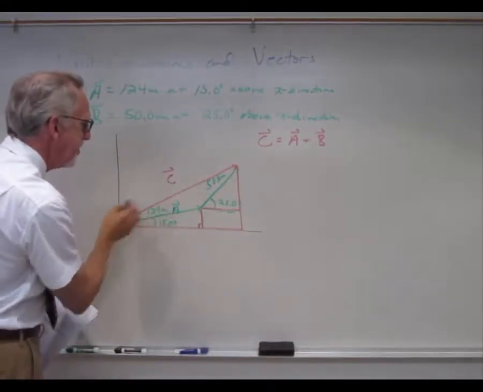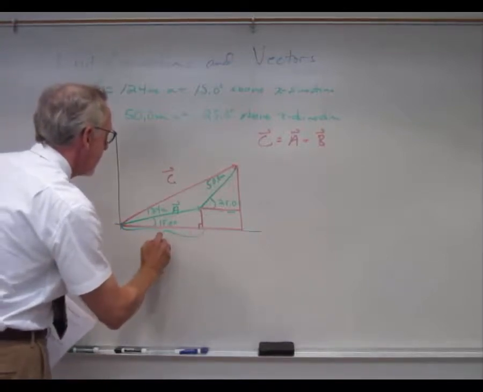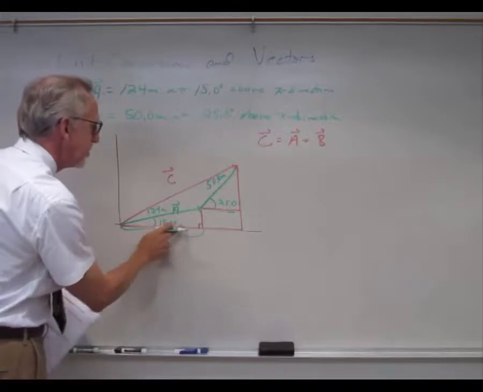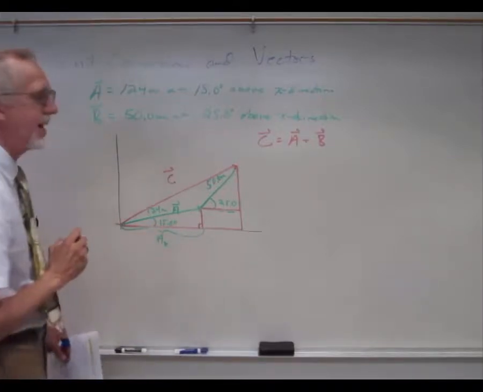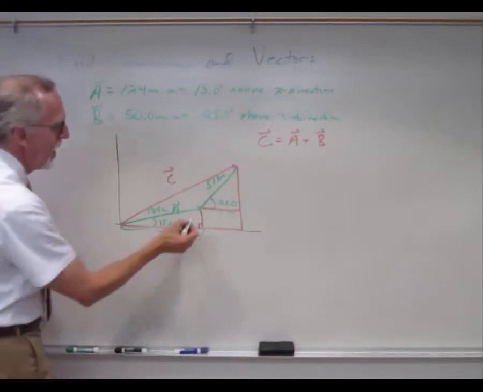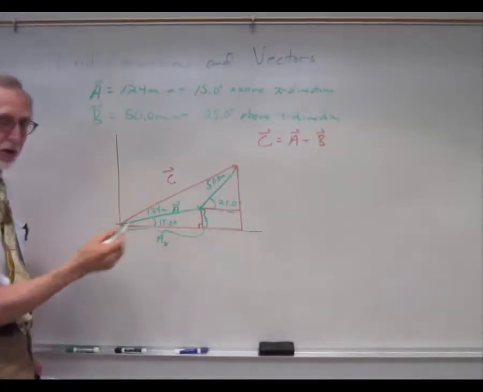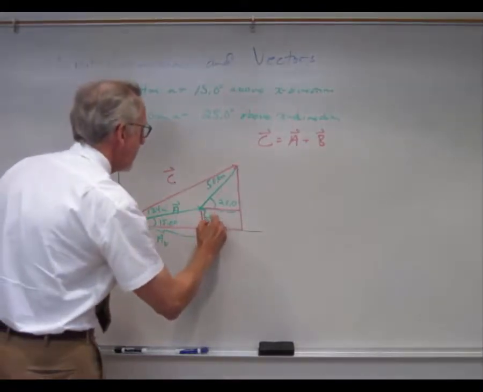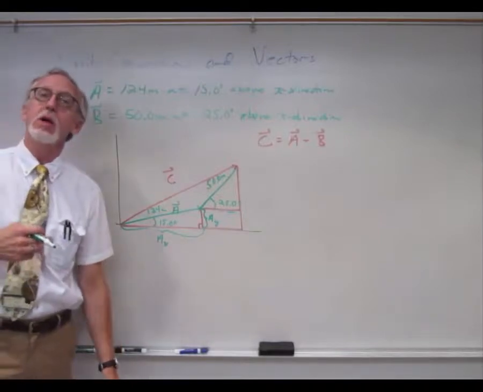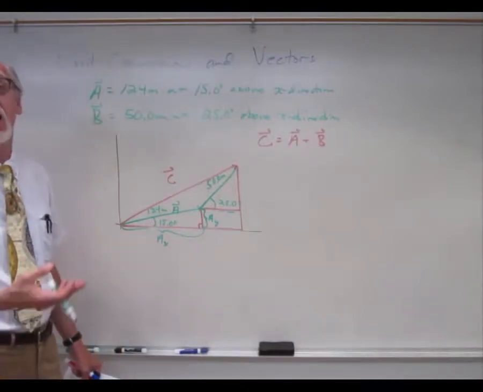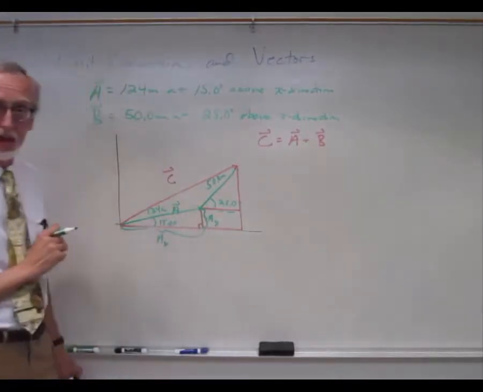Now, A is above the x-axis, but if we could break A down and figure out what this part is, the part of A that points along the x-axis, we'll call that A sub x. And this part here, the part of A that points upward along the y-axis, we'll call that A sub y. A sub x and A sub y are what we call the components of A: the x component of A and the y component of A.